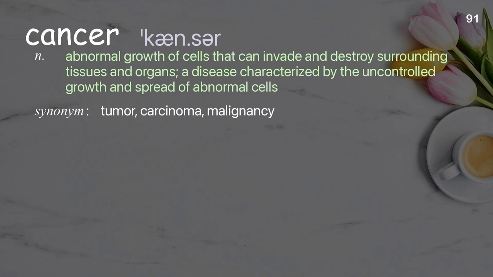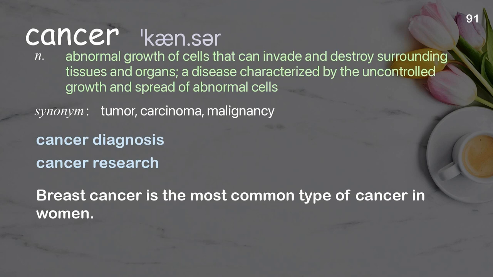Cancer. Abnormal growth of cells that can invade and destroy surrounding tissues and organs, a disease characterized by the uncontrolled growth and spread of abnormal cells. Examples: Cancer diagnosis. Cancer research. Breast cancer is the most common type of cancer in women.